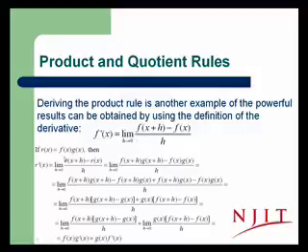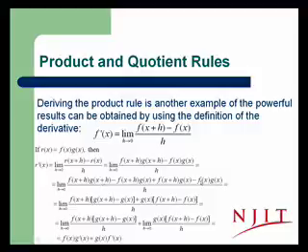Consider the function r of x to be the product of f and g. So r of x is equal to f of x times g of x. Then the derivative r prime of x is the limit as h goes to 0 of r of x plus h minus r of x over h. R of x plus h is f of x plus h times g of x plus h. R of x is f of x times g of x. So we just plug those in.